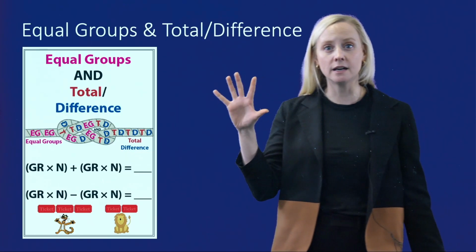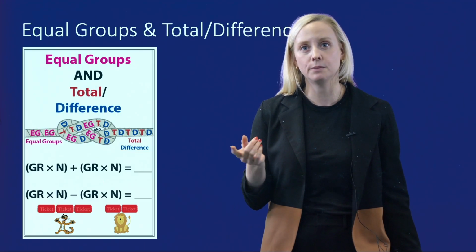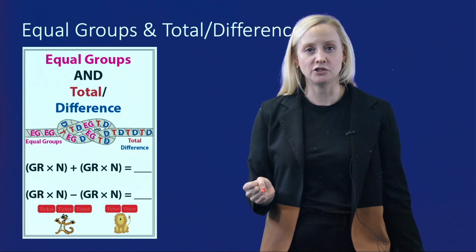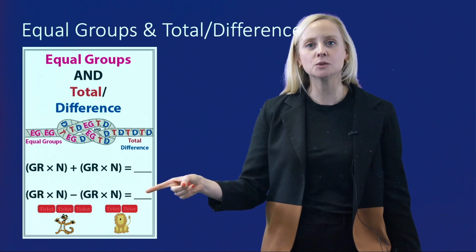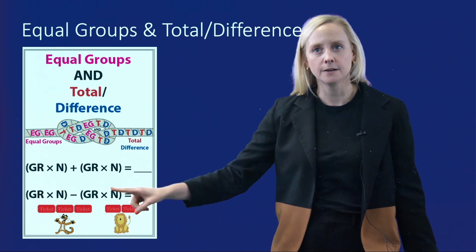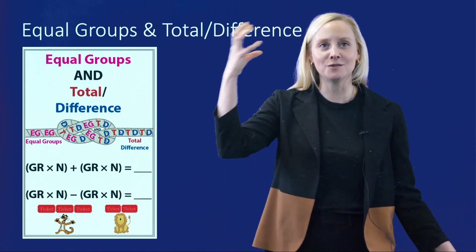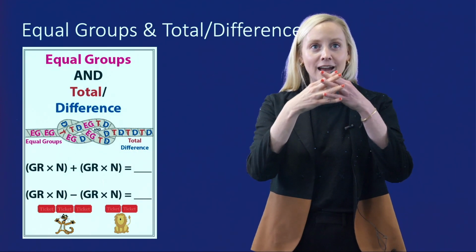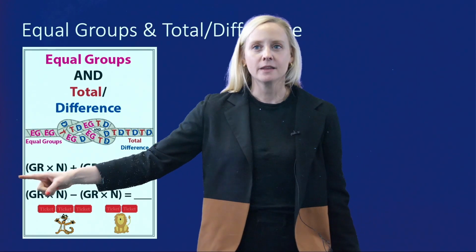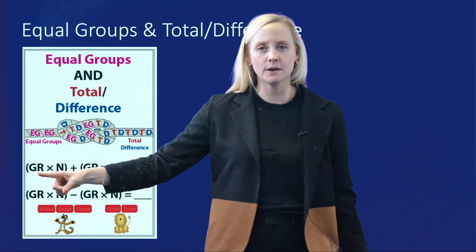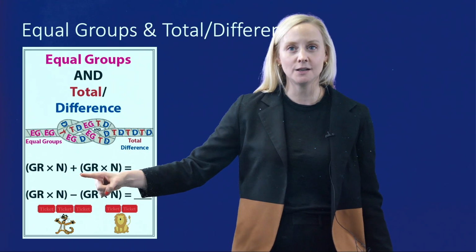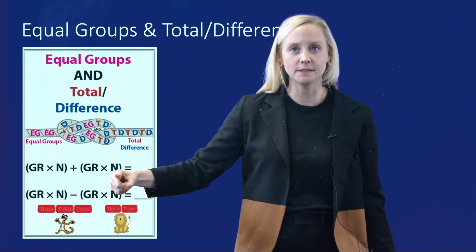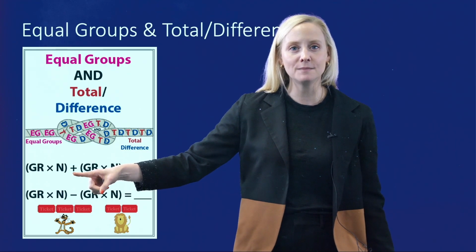So when we zoom in on that multi-step word problem intervention poster, we see 2 different equations. Here our first equation is when we have equal groups and the total schemas, and our second equation is when we have equal groups and difference. It's almost like equal groups and total all came together. We have 3 schemas. So we have our equal groups equation, open parentheses, GR times N, close parentheses. And then we have another equal groups equation, open parentheses, GR times N, close parentheses. And you can see in the middle we have a plus sign.